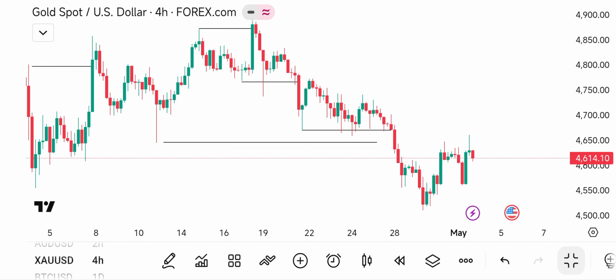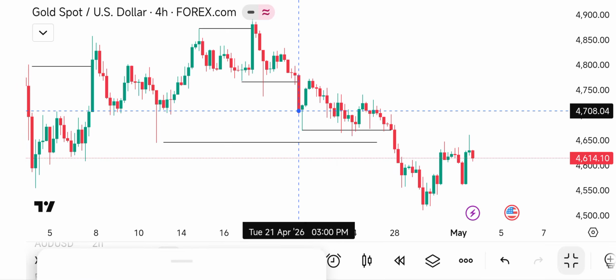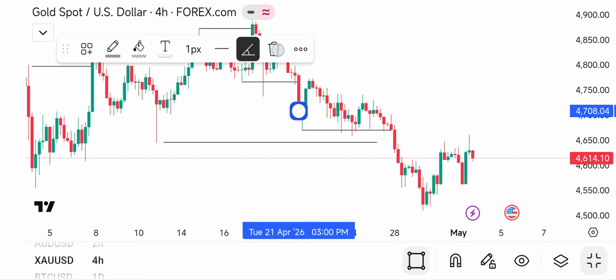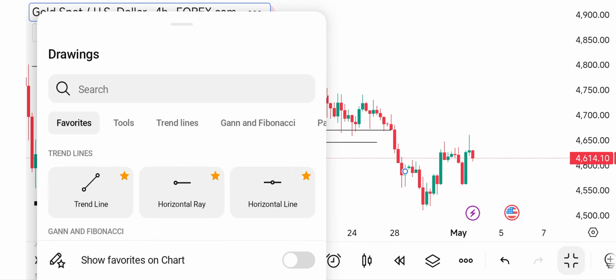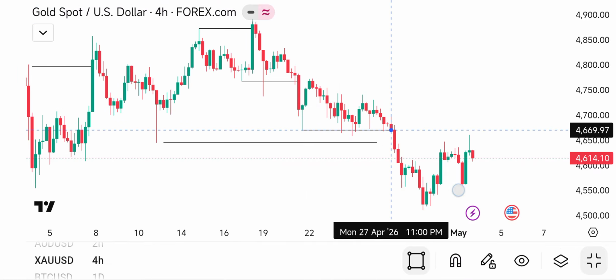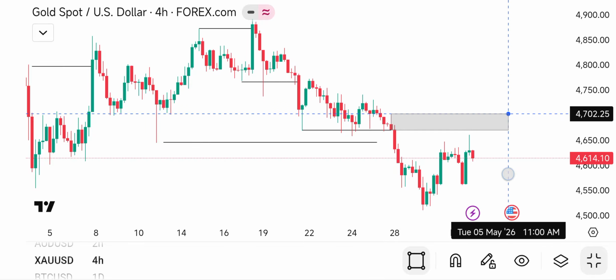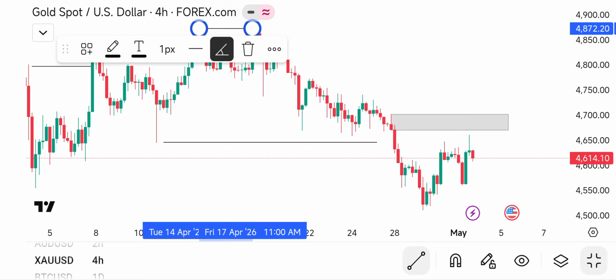So from this break of structure, this is the other block that caused this change of character here. This other block caused this change of character. But let's just leave this internal structure. Let's focus on this main structure, this swing structure. Let's focus on the swing structure.